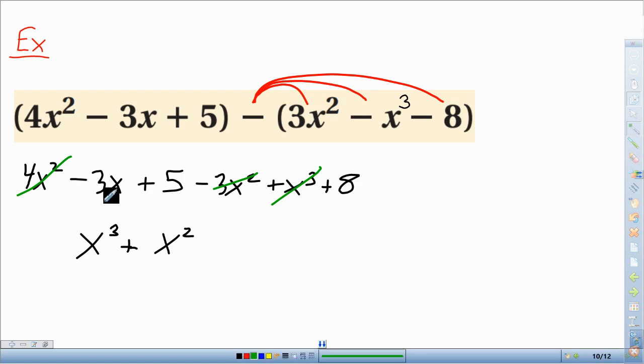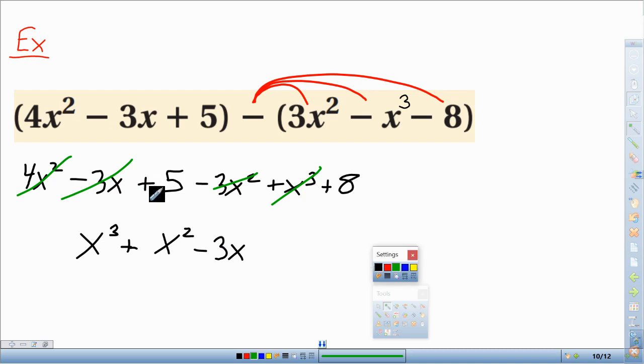Now I'm looking for just x's to the power of 1. It looks like I have that. Do I have any other x's to the power of 1? No. So this minus 3x is just coming down. Okay, cross it out. Last thing, I'm looking at my constants. I have a 5 and an 8. I can combine those together and get a positive 13.